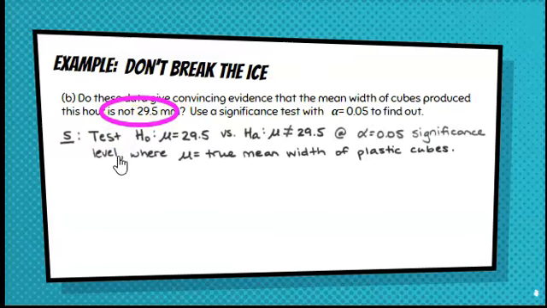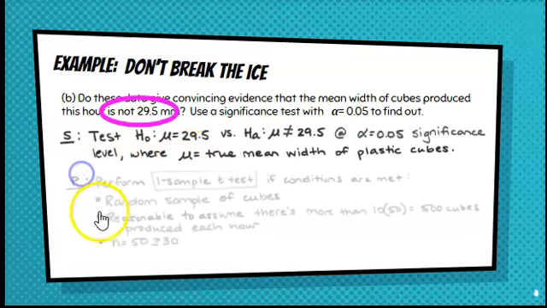So in my state, it will look like this. I want to test that mu is equal to 29.5 versus mu is not equal to 29.5 at the 0.05 significance level, where mu is the true mean width of the plastic cubes. All right, easy enough. Now, the plan step.